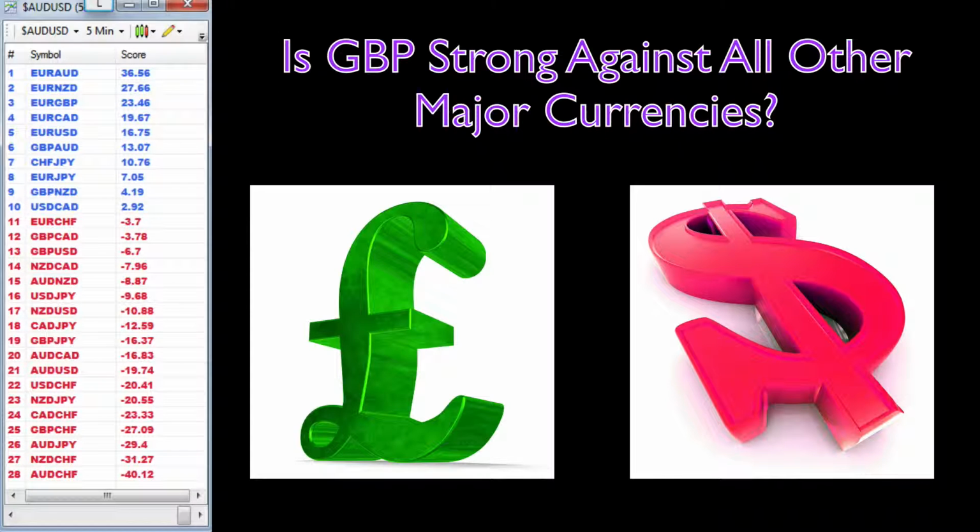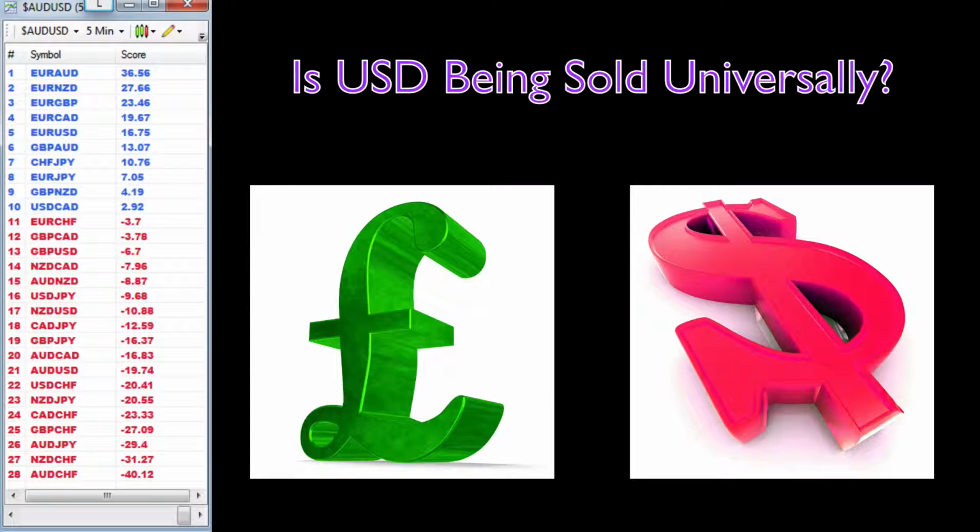If it is, then this is clearly a sign that the UK pound is being bought universally in the market. Equally, for the US dollar, if it is sold universally in pairs such as the dollar CAD, the dollar yen, and others, then we can assume that the pound dollar is rising as a result of strong buying of the pound universally and strong selling across the market of the US dollar.